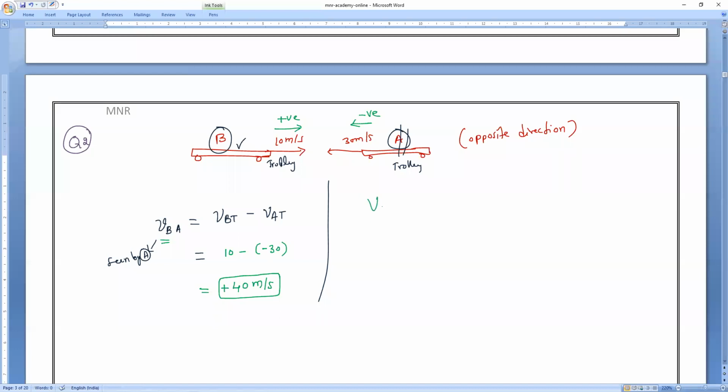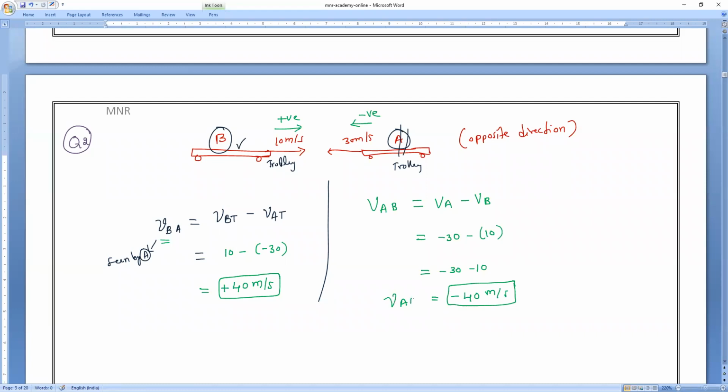Clear? Now find the relative velocity of A with respect to B. I want to know what it is equal to. Relative velocity of A with respect to B is VA minus VB. So VA is minus 30, minus of VB which is 10. So minus 30 minus 10, which is equal to minus 40 meters per second.